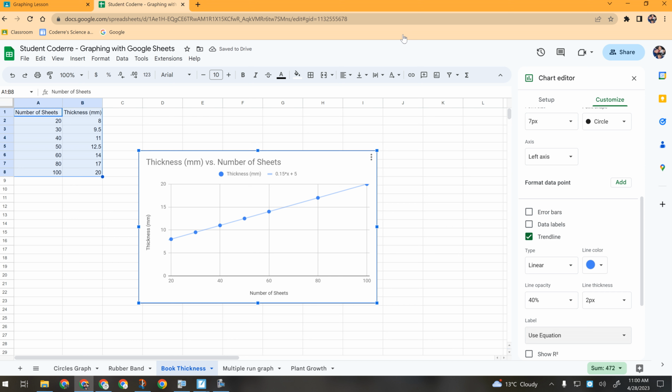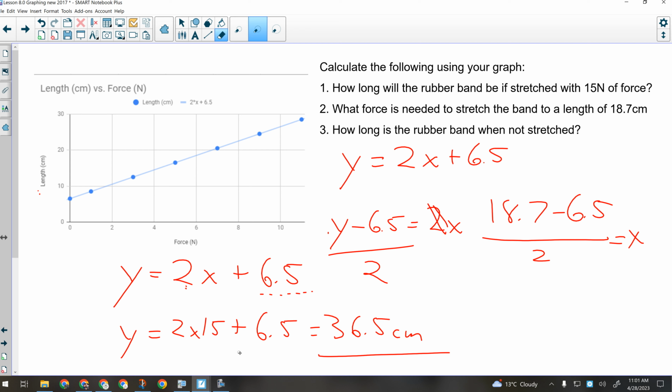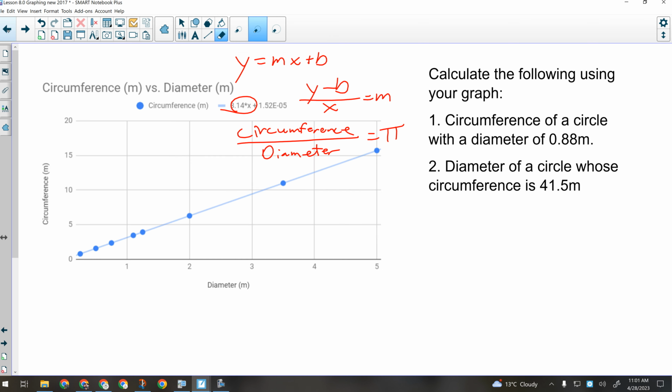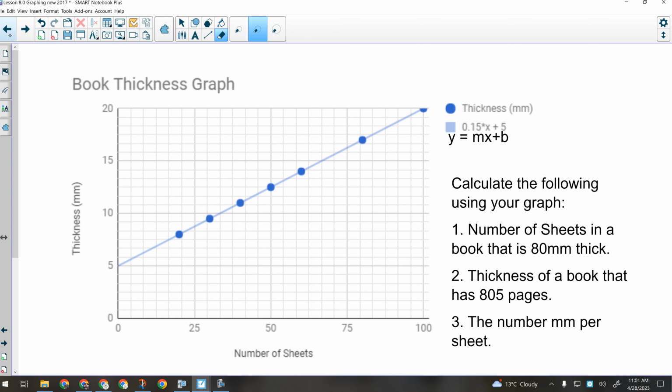On this one here, we've got an equation that is 0.15 times x plus 5. That's telling us that the book is going to get 0.15 millimeters thicker for every page. So basically the slope is telling us the thickness of one page. It's 0.15 millimeters thick. All right, so we've got 0.15 times x plus 5.